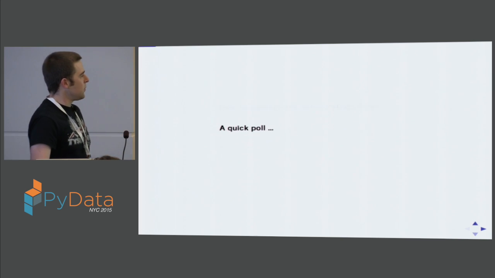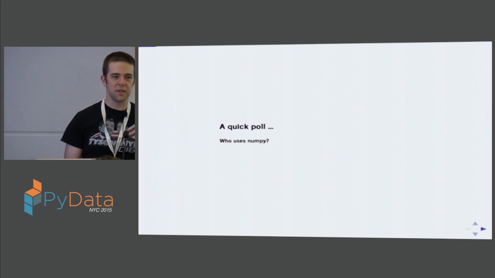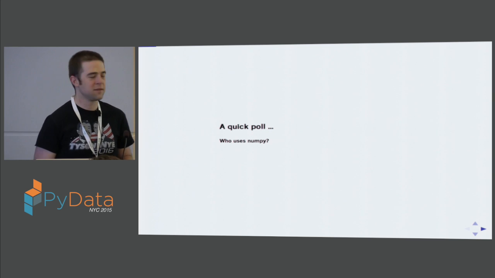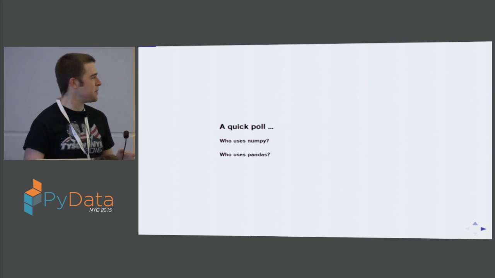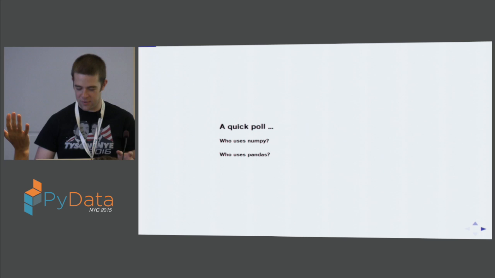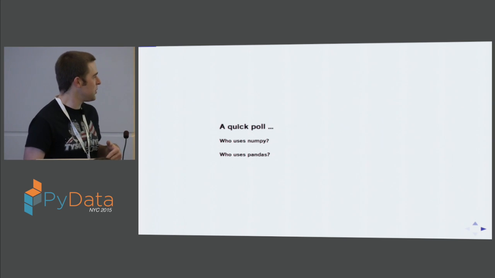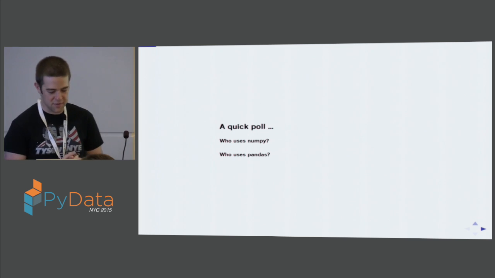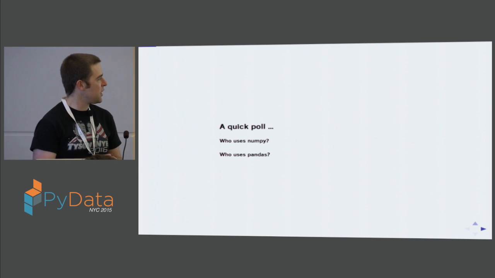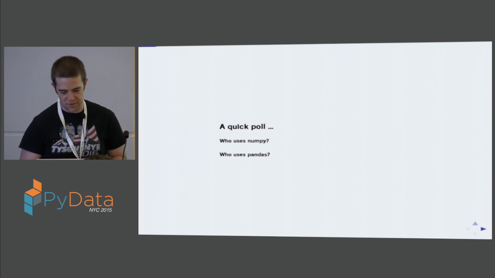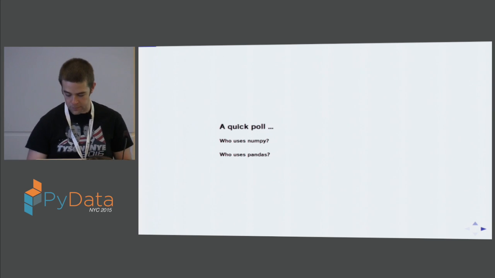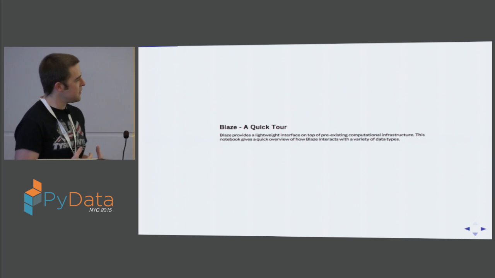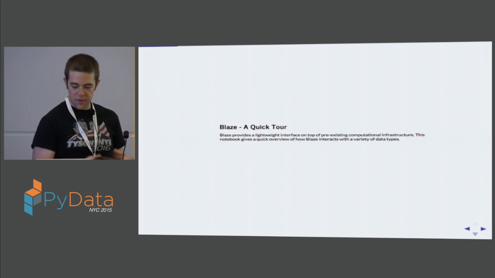All right, so I'm going to start with a quick poll. Who uses raw NumPy, just base NumPy? Okay, that's most people. Who uses pandas? Also most people. Cool. So Blaze is designed around the interface of both these things, and designed to handle systems that don't fit into the abstractions that NumPy and pandas provide. So it's a lightweight interface on top of things that already exist.